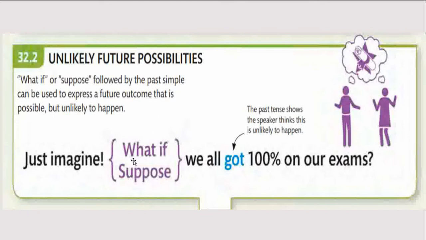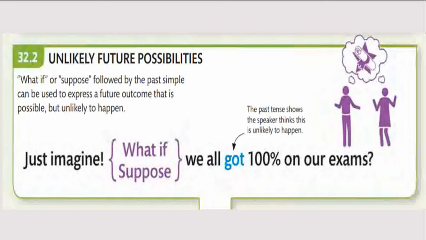Just imagine, what if we all got 100% on our exams? Suppose we all got 100% on our exams. What if we all got? And suppose we all got. Now, because the word got is used, the past tense shows the speaker thinks this is unlikely to happen. That means the person may not get 100%, or they all cannot get 100% at all. So that is why the condition is mostly unlikely, though it is possible.